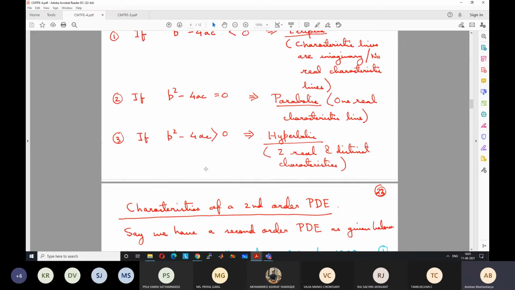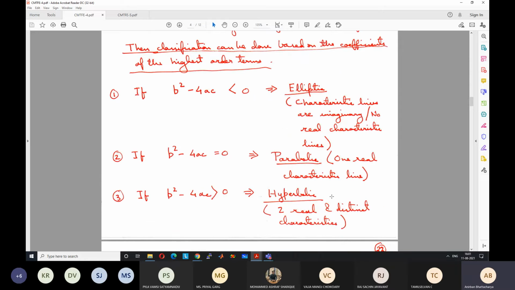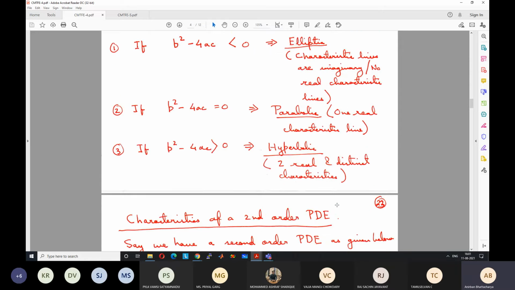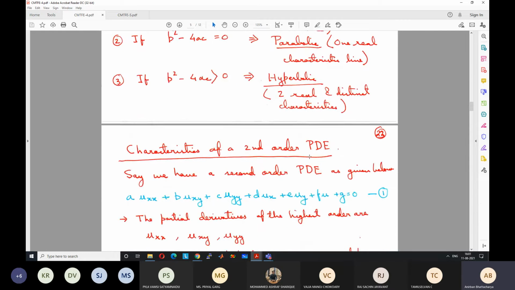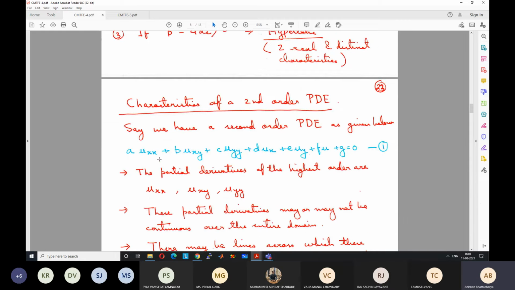So what is a characteristic? I'm saying that there are no characteristics, or one characteristic, or two characteristics. So what is a characteristic of a second order PDE? Again, if we have a general PDE like this, the partial derivatives of the highest order are uxx, uxy, and uyy. These are the highest order partial derivatives, second order partial derivatives.